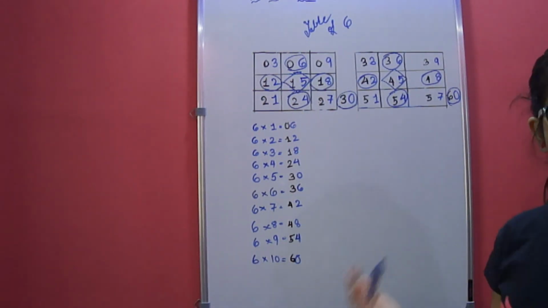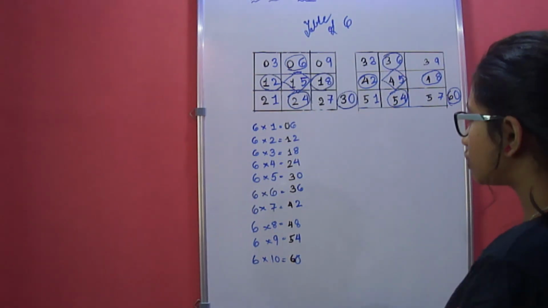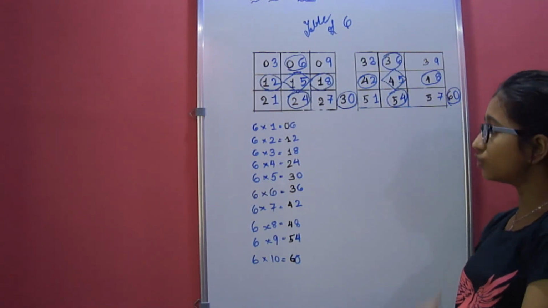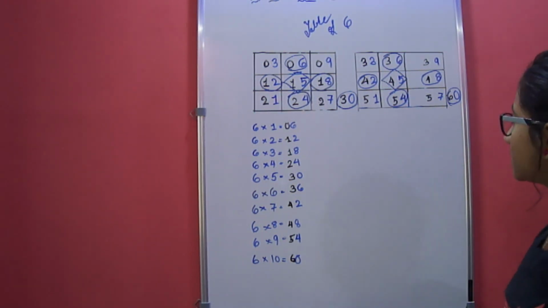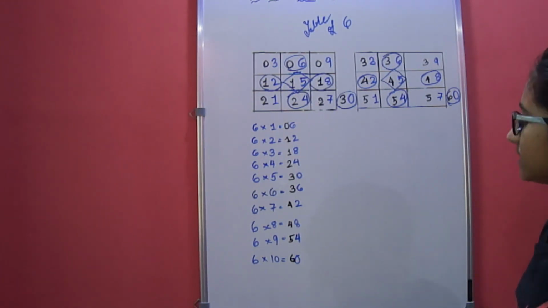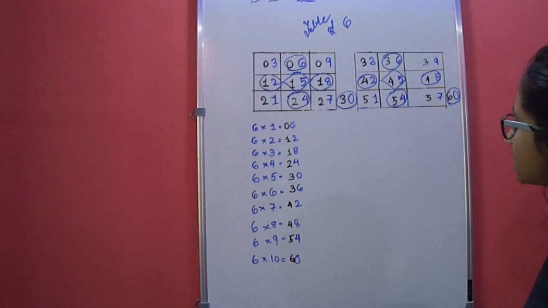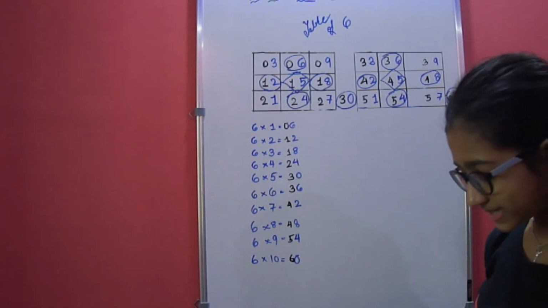So now we have the table of 6. 6 into 1 is 06, 6 into 2 is 12, 6 into 3 is 18, 6 into 4 is 24, 6 into 5 is 30, 6 into 6 is 36, 6 into 7 is 42, 6 into 8 is 48, 6 into 9 is 54, and 6 into 10 is 60. Hope you guys get this table trick.